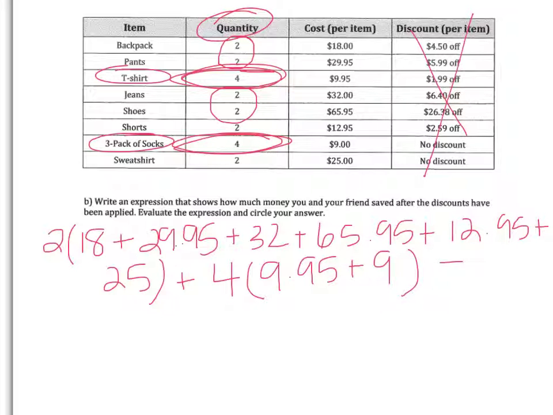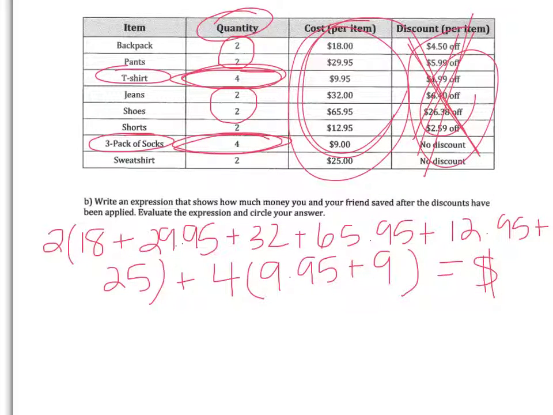So if I solve this expression, it will give me how much we would have spent, my friend and I, if there had been no discounts. If we would have paid full price for everything, this is how much we would have spent. But we're smarter than that. We got those coupons. So this is the starting place for this problem. You need to evaluate how much you would have spent without the discount.